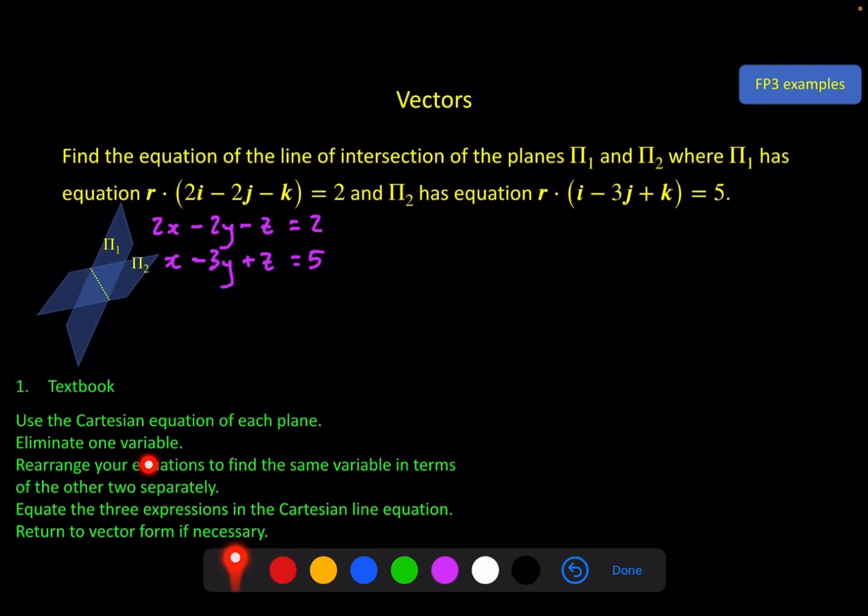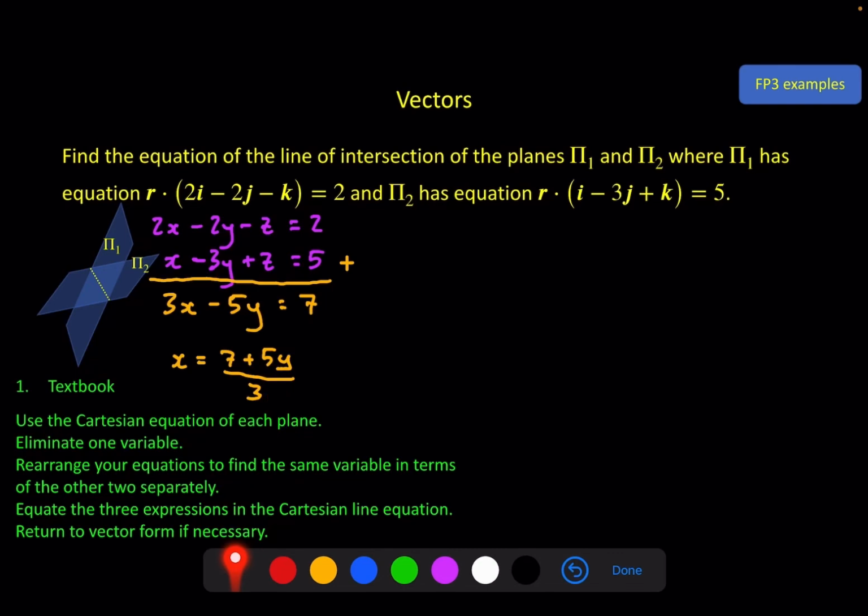So what I need to do is eliminate one of those variables. Well, here the easiest one to eliminate is z. If I just add these two equations together, I get 3x minus 5y is equal to 7. And the reason I do that is so that I can find an equation that connects x and y together without a z. And I can rearrange this as x equals (7 plus 5y) divided by 3. And this is the first of my equations that I'm going to use as part of my answer.